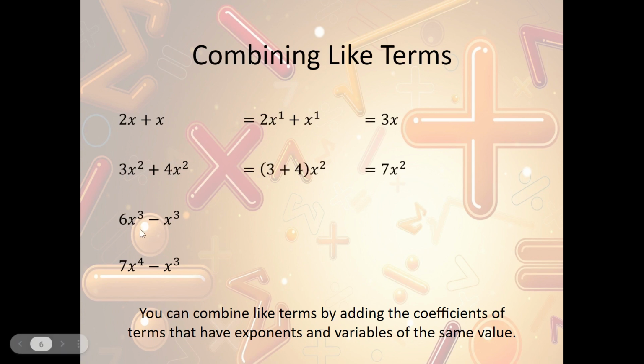We can do it with subtraction as well. So we have 6x cubed minus x cubed. Well, again, same variable, same power, so now we can go ahead and subtract. So 6 minus 1 is 5x cubed.